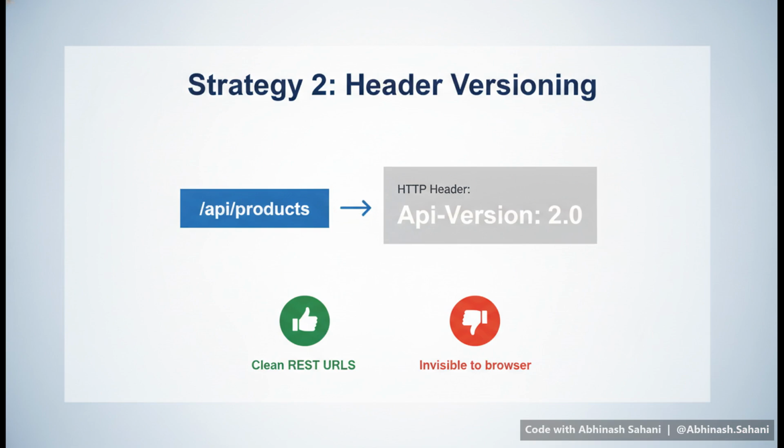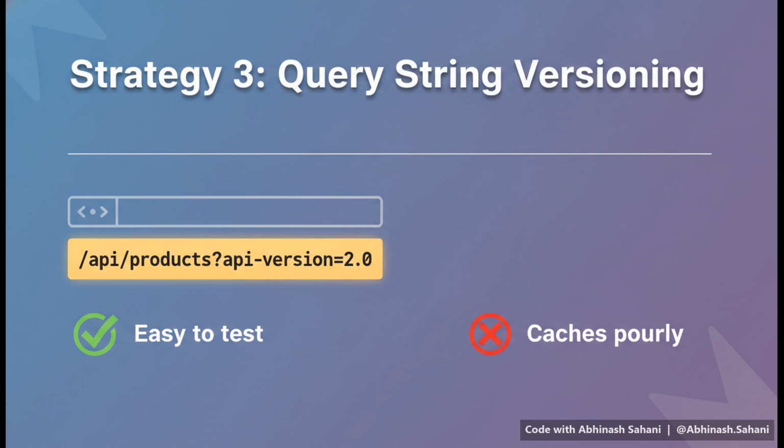Strategy 2 is header versioning. Instead of changing the URL, the client sends the version in a custom HTTP header, like api-version: 2.0. The resource address never changes, which keeps things REST pure and clean. A URL should identify a resource, not a specific representation of it. The downside is it's invisible in a browser address bar, and every client has to remember to set that header correctly, which makes casual debugging harder. This fits internal APIs and service-to-service calls where you control both sides.